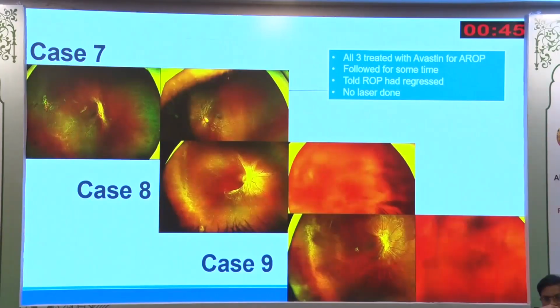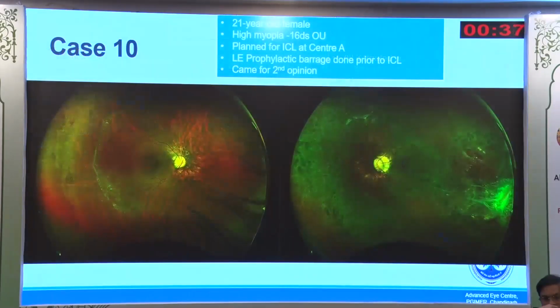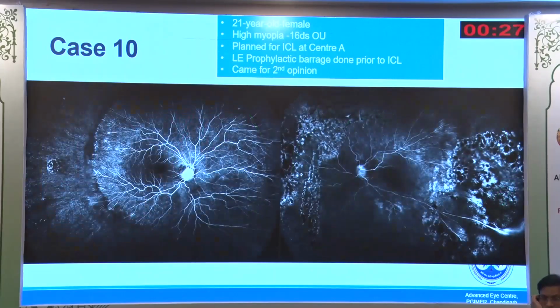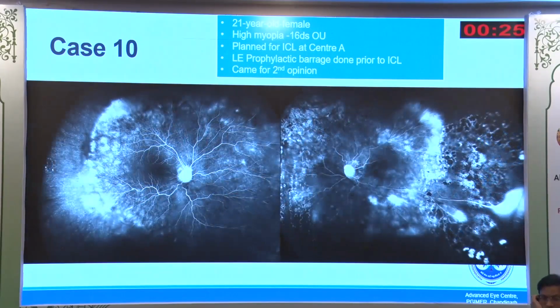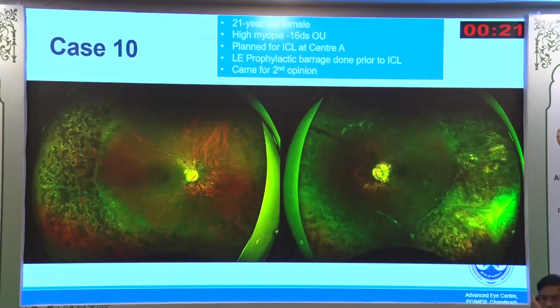And these are 3 patients who all 3 were injected with anti-VEGF. Look at the vasculature, so much of neovascularization, and they are just left as it is. And this one is especially important. A patient with -16 diopter came for ICL. Left eye prophylactic laser has been done to the hole, but right eye nothing has been done. Look at the avascularity in the right eye. So much of avascular retina that is still there, managed with laser and buckling in the left eye to give that patient vision.